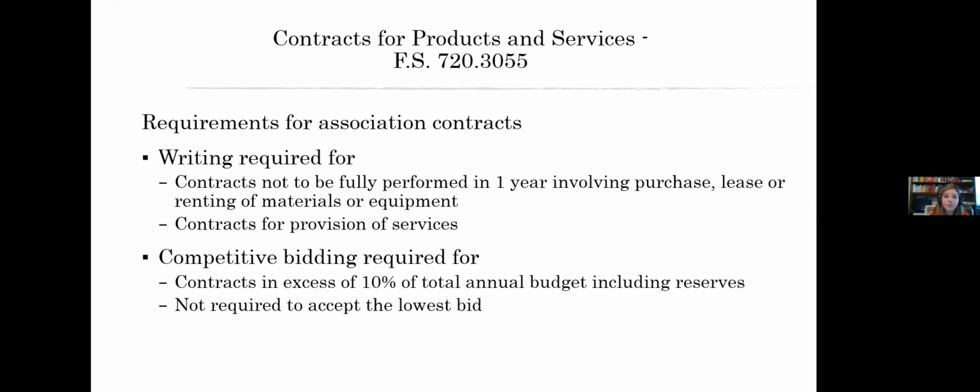And certain contracts have to be competitively bid out. So if it's in excess of 10% of your total budget, that needs to be a competitive bid process. Now, when the bids come in, the board is not required to accept the lowest bid. Maybe you like the services provided or the quality of the product or the service from one company who's not your lowest bid, or for whatever reason you don't like the lowest bid. You can accept any of the bids that come in, but you have to bid it out. And then the bid documents get kept as part of your records.